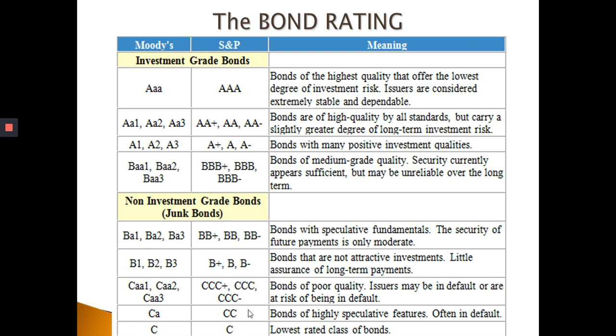Don't worry, our government is not bad. They are pretty good. They are still under investment grade. Alright, they are in single A. Currently they are in A minus. One point of time they were in double A. So now they are in A minus. Malaysia is A minus, or in Moody's is A3.